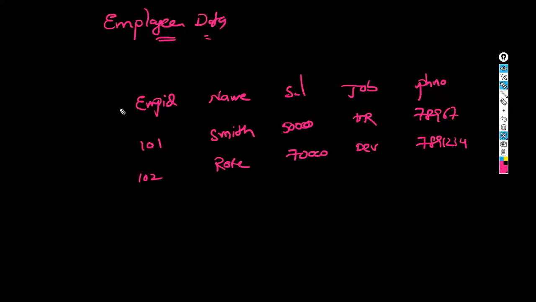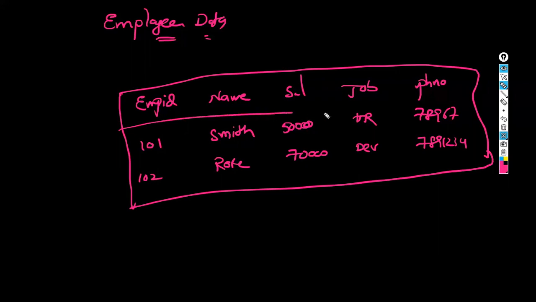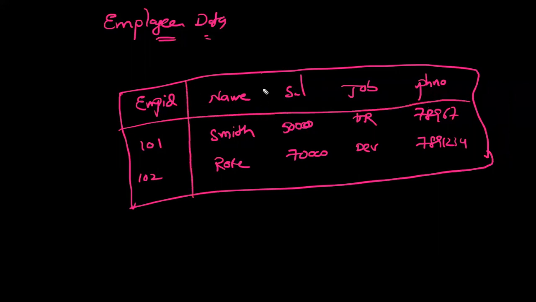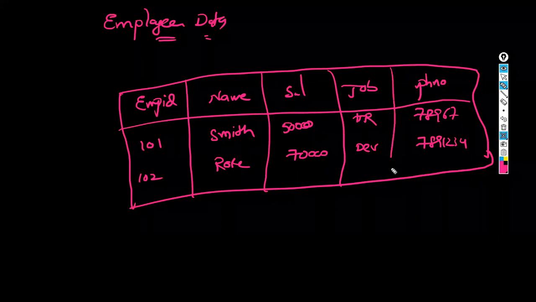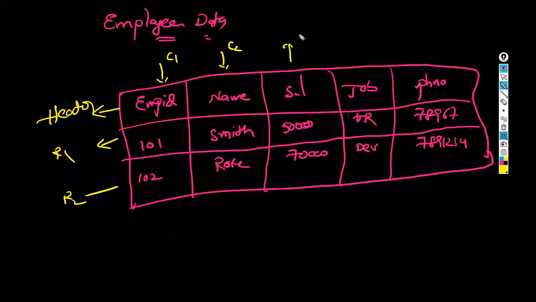Obviously, your data is in the form of a table, right? Your table looks like this. I'm converting my data into this form. So tell me, in this table how many rows are available? Three. The first one we can call the header row, right? So this is row one, this is row two. How many columns are available? Five: C1, C2, C3, C4, C5.